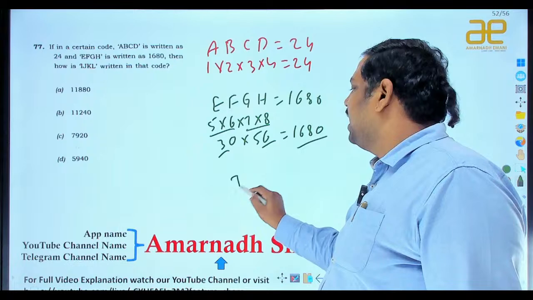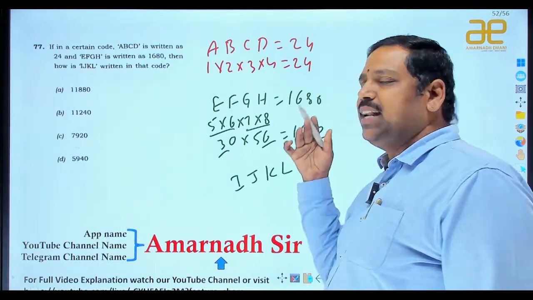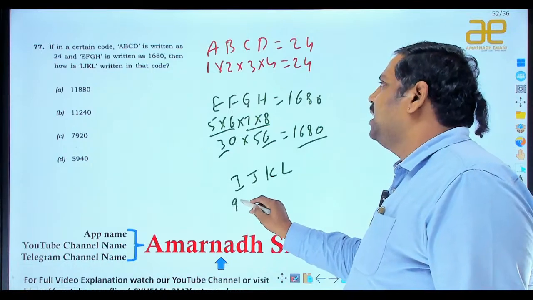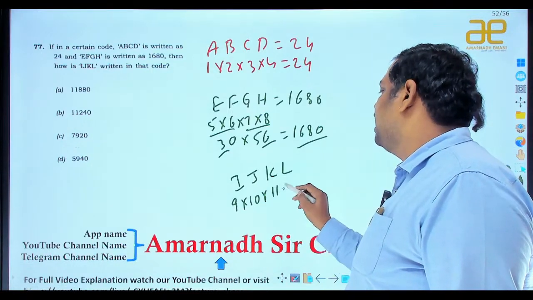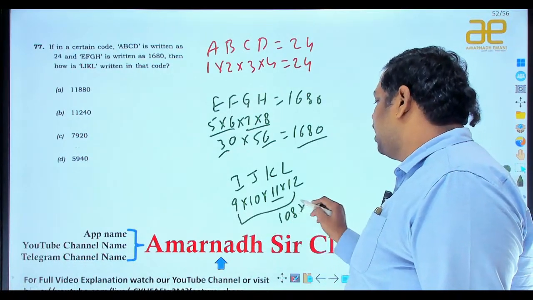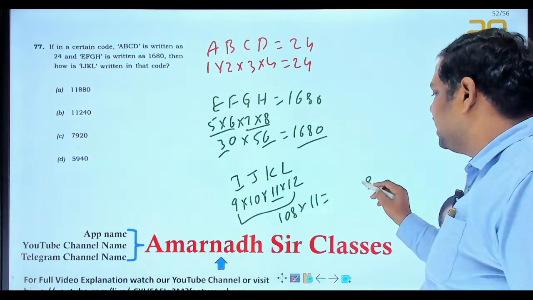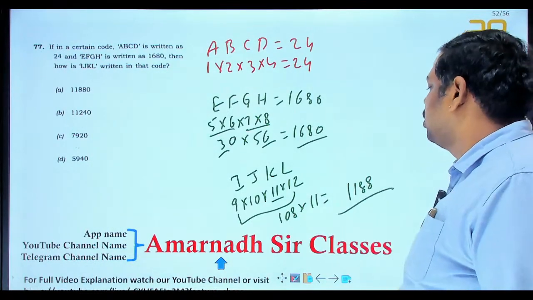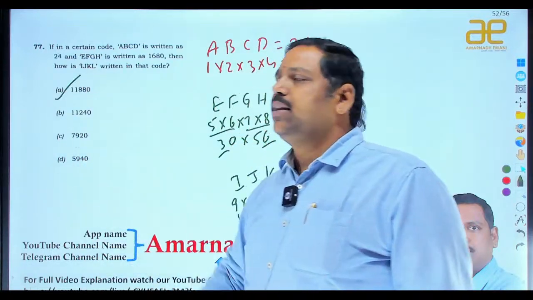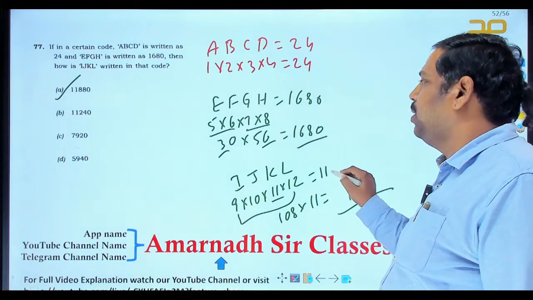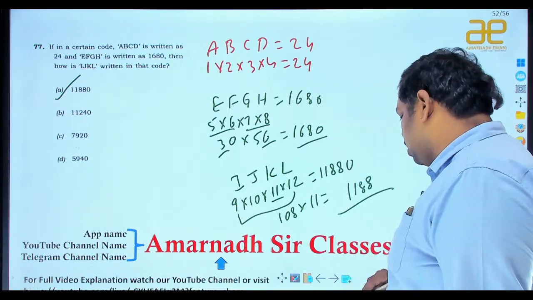It's just writing their position values and multiplying. Okay, IJKL. In my 9 models of coding-decoding, it is there, right? Number coding it is. I means 9, J means 10, K means 11, L means 12. 12 nines are 108. Into 11, I am performing now, so it is 8, 8, 1, 1. Into 10 means having one more 0. 11880. Which option is the answer? A is the answer. Got it? So this is the way that we have to solve it. 11880.